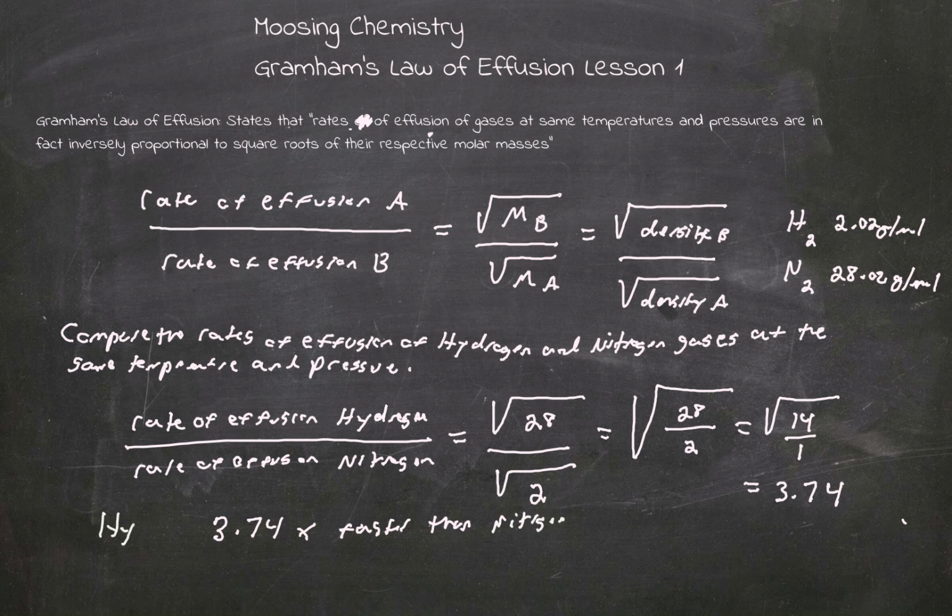So for every distance one that nitrogen makes, wherever that distance is, hydrogen will have gone 3.74 times further, because it's that much faster. Or you can think about it this way: if nitrogen and hydrogen were in a foot race, nitrogen is 3.74 times slower than hydrogen, so hydrogen would easily cross the finish line first. No matter how you look at it, hydrogen is just a faster moving gas.